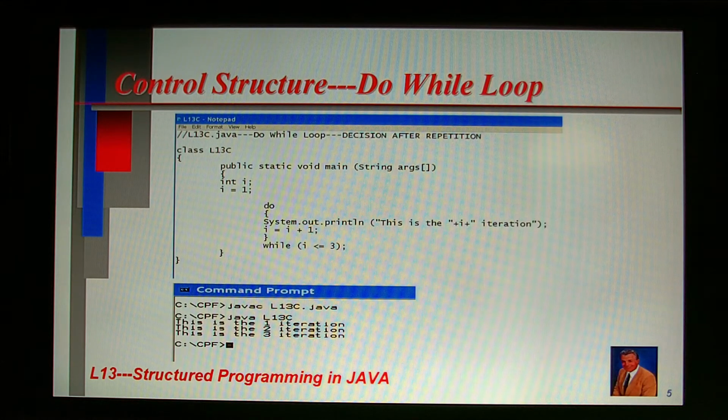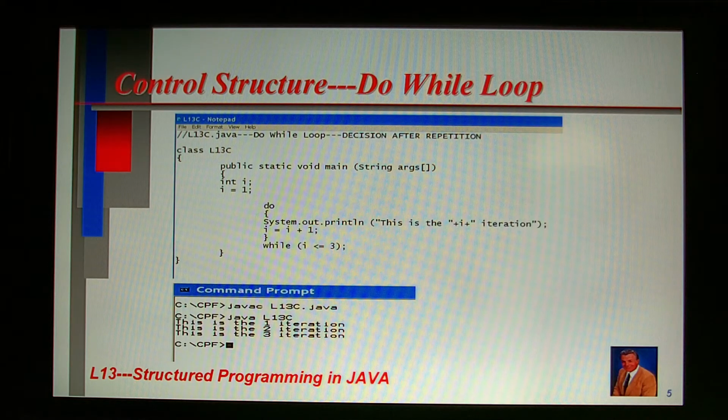Next, let's take a look at the repetition computer program instruction part, the part between the left and right braces, namely left brace, system.out.println, left paren, double quote, this is the double quote, plus I, plus double quote, iteration, double quote, right paren, semicolon, I equal I plus 1, right brace. The first computer program instruction here, system.out.println, left paren, double quote, this is the double quote, plus I, plus double quote, iteration, double quote, right paren, semicolon, is your basic println method call that displays the result of each repetition to the console.